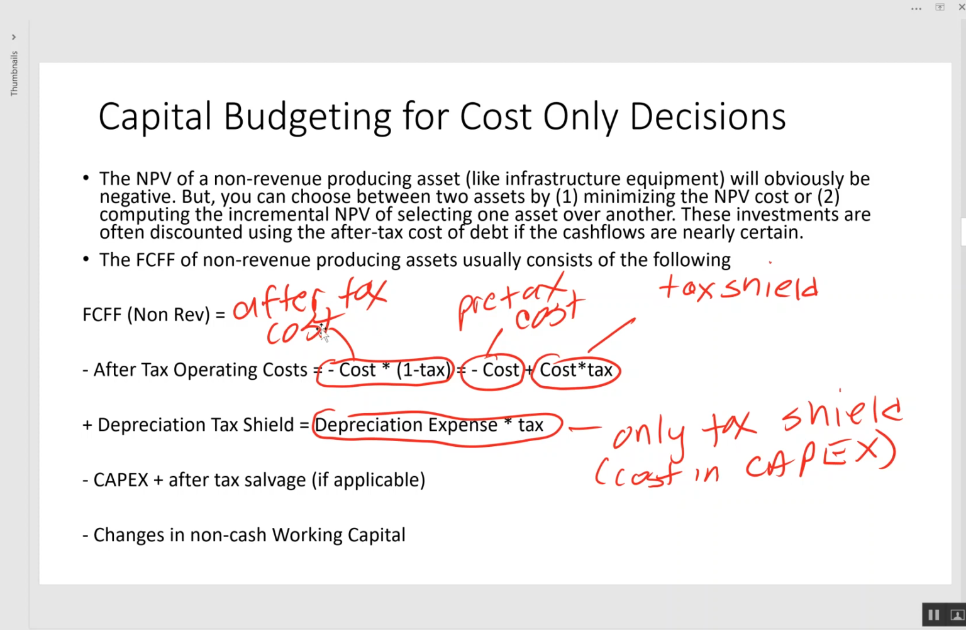And if I have to depreciate the asset's initial purchase, there's also the depreciation expense, which creates a depreciation tax shield, which is the depreciation expense times the tax. Every cost, even a non-cash cost, is going to create a cash effect on taxes, a tax shield. And then we also handle working capital and CapEx, of course.